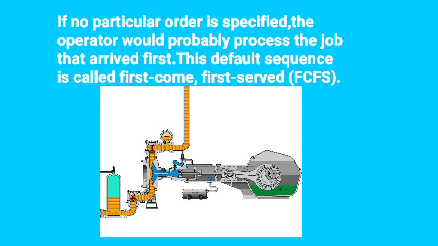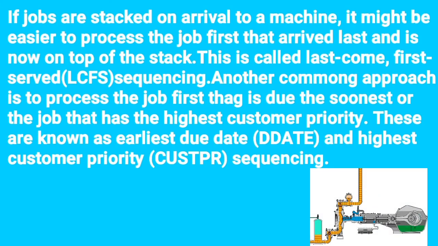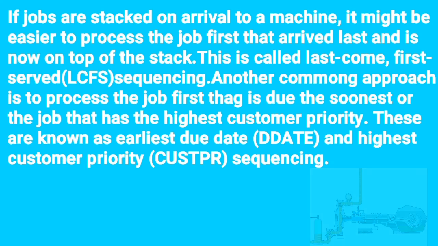This default sequence is called first come, first served. If jobs are stacked on arrival to a machine, it might be easier to process the job last in, which is now on top of the stack. This is called last come, first served sequencing. Another common approach is to process the job first that is due the soonest or the job that is the highest customer priority. These are known as earliest due date and highest customer priority sequencing.